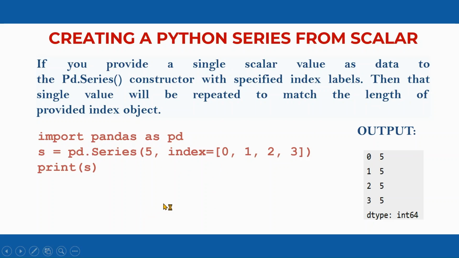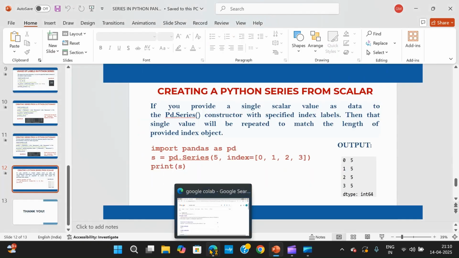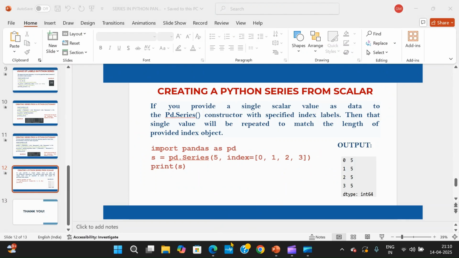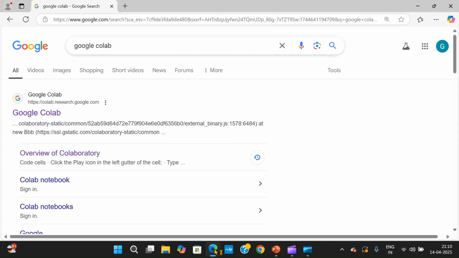Now, I will show you this execution in Google Colab. So carefully try to understand. Just let me open. You can just go to Google and type Google Colab. You get this page. The first link, you just click. Type Google Colab and you get this. And just click this.